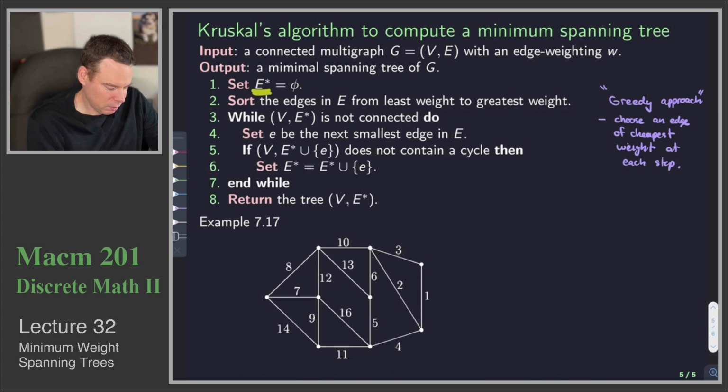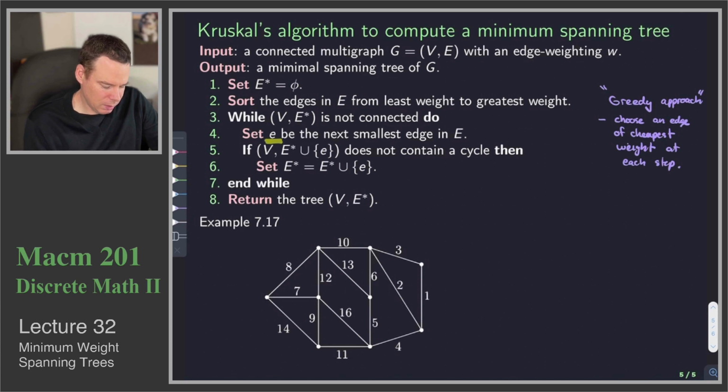So we set E star to be the set that's going to contain the edges of our spanning tree. It's empty to start with. Then we sort the edges from least weight to greatest weight, so from cheapest to most expensive. While V with this edge set we're building is not connected, so in other words, while this object that we're trying to make into the spanning tree is not connected, do the following. And notice we've already set the vertices to be all of the vertices in the graph. So we're adding edges until this thing becomes connected.